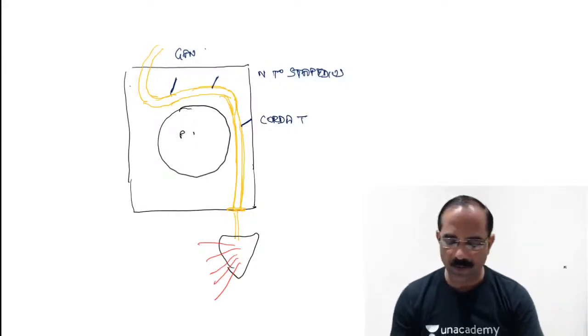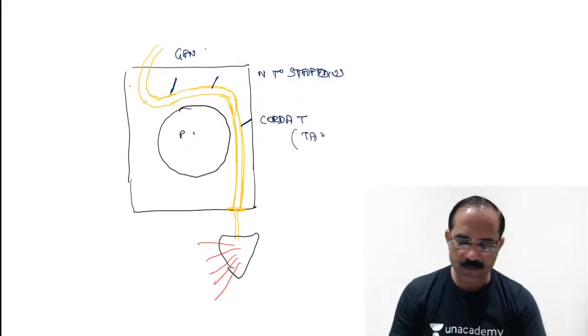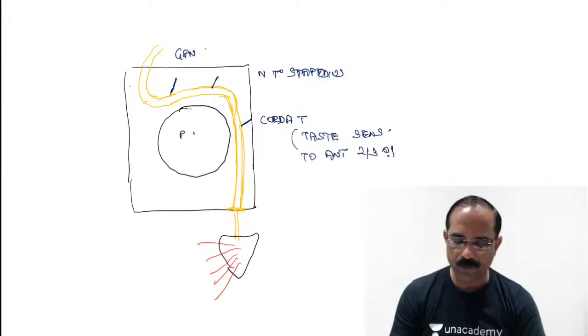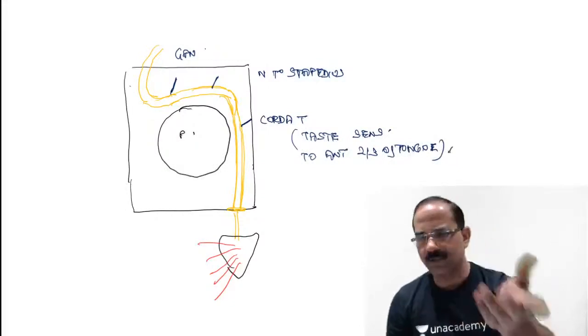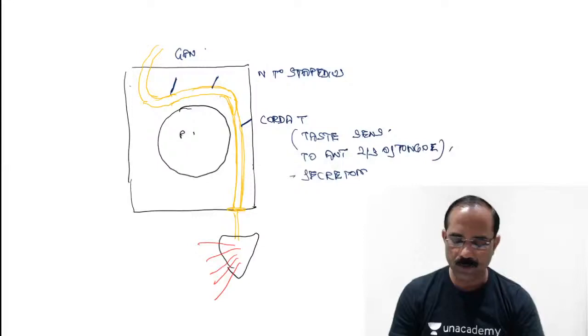Tell me now, students, what does the chorda tympani nerve supply? It supplies taste sensations to the anterior 2/3 of the tongue. The nerve to stapedius supplies the stapedius. What else does the chorda tympani do? It carries secretomotor fibers to the submandibular gland and sublingual gland.